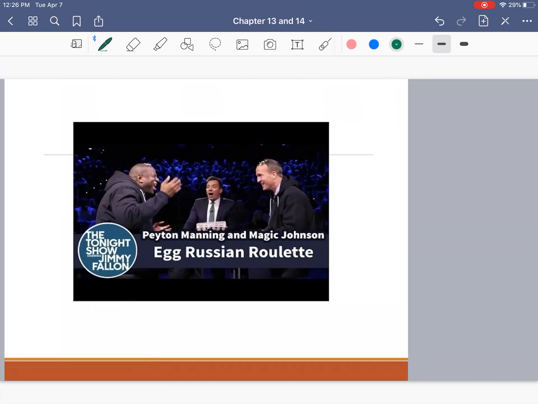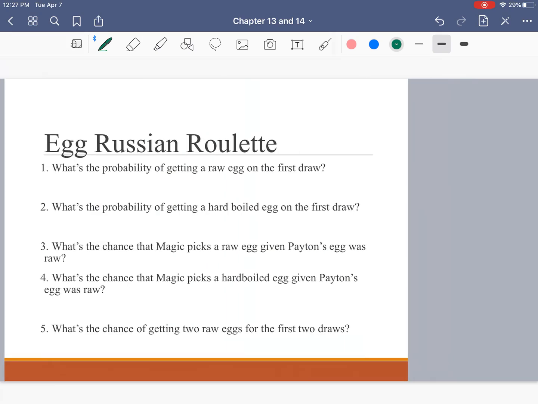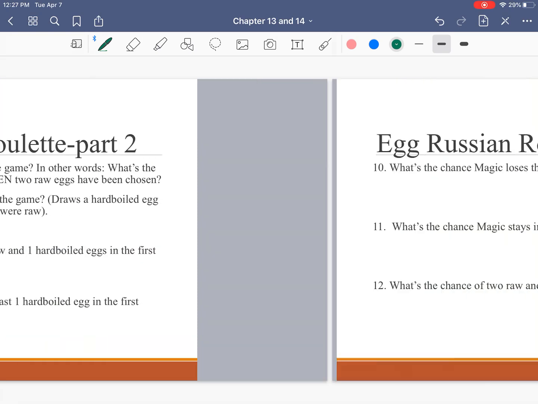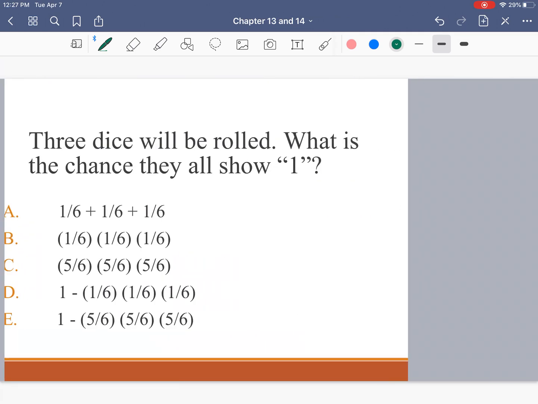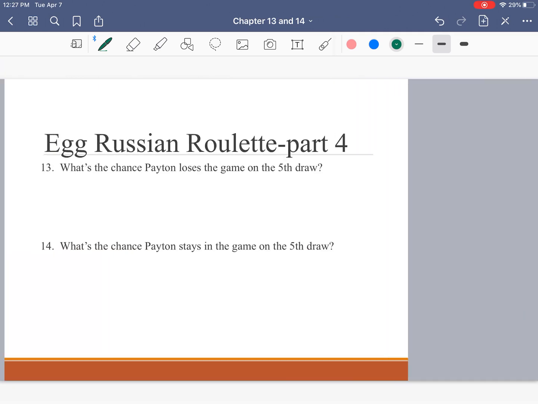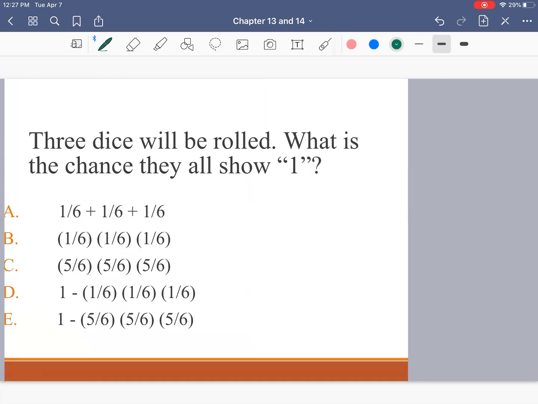Okay, toss a fair coin twice. What is the chance of getting one head or one tail? I don't care about that problem. Okay, if you want to watch this, you can. This is Peyton Manning and Magic Johnson playing egg Russian roulette. They're just breaking eggs over their head. 4 of them are raw, 8 of them are hard-boiled. And you can just go through and see the probability of each of these. I'm not going to take the time to do this, so I think you'll get plenty of practice with your homework on this, but if you want to watch it, it's a cool video to watch. And you can answer these questions if you want to.